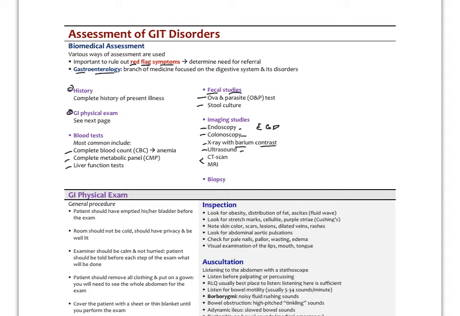And then finally, another GI assessment tool would be biopsy. That would be actually taking, often through endoscopy or colonoscopy, a sample of the intestine and visualizing that.